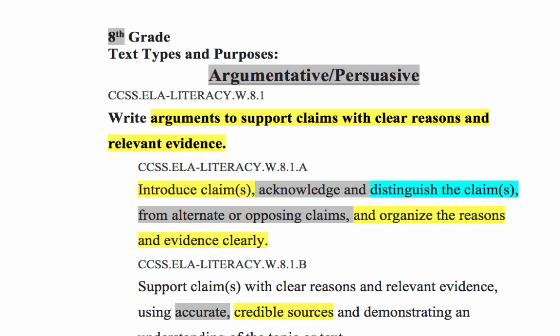Further, the Core's standards expect students to use accurate and credible sources. This implies that they should research the information needed to address the claims in an argumentative writing structure.